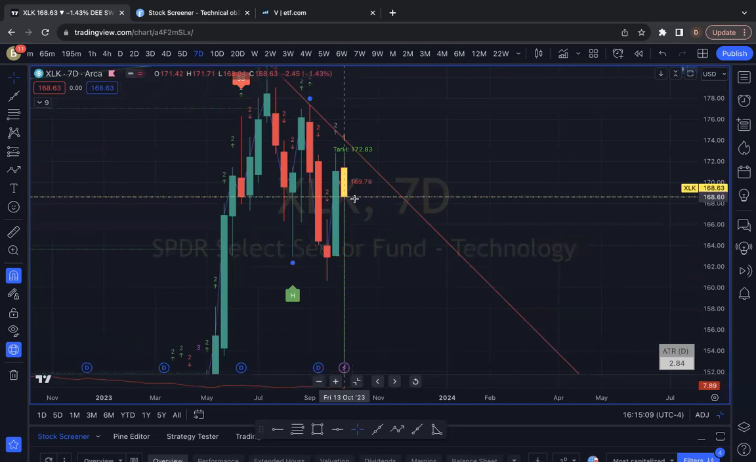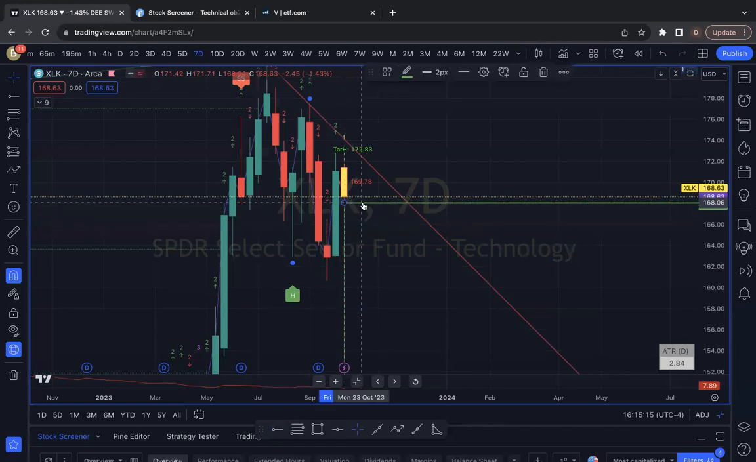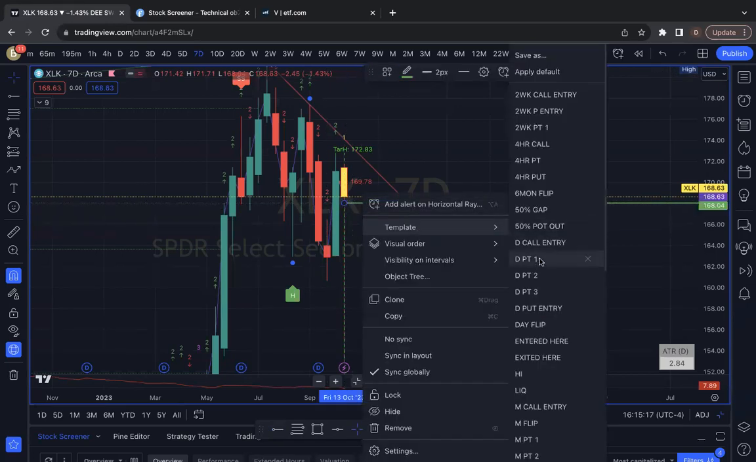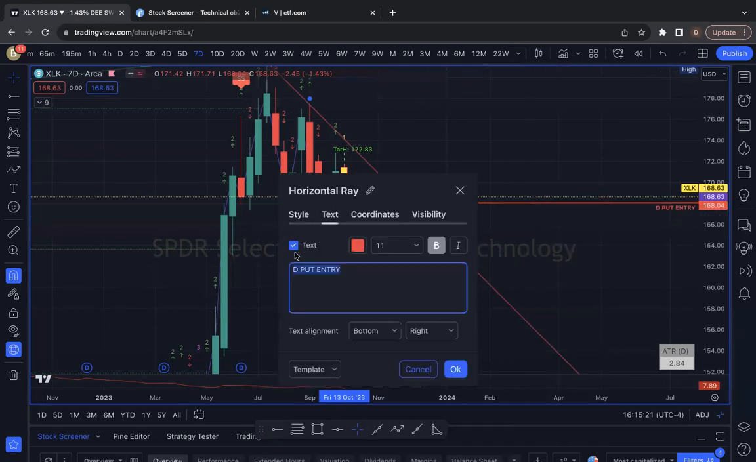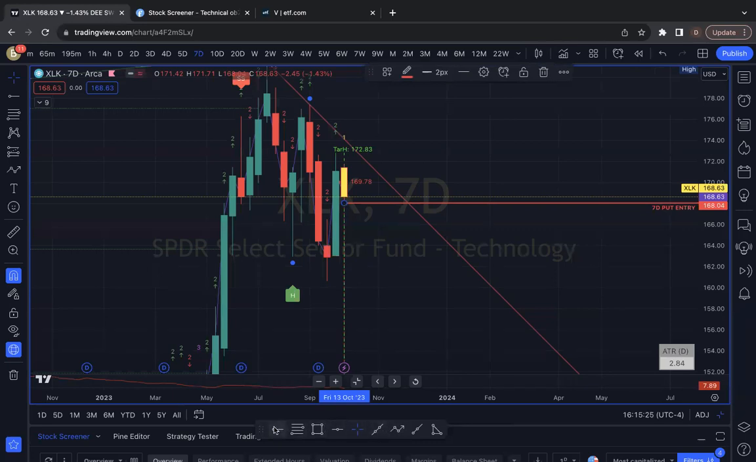We are inside on the 7-day, and the 7-day is closed. So since the 7-day is closed, I know I can plot entries on that. That is a 7-day put entry. And this is a 7-day call entry.